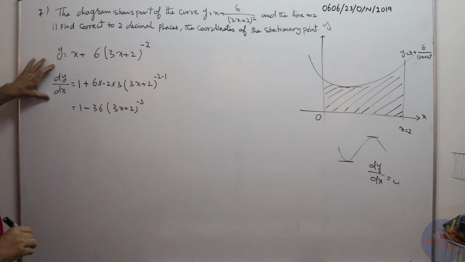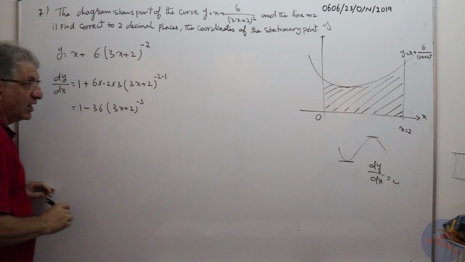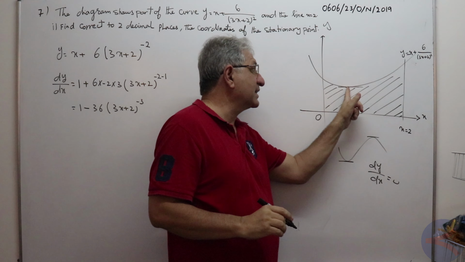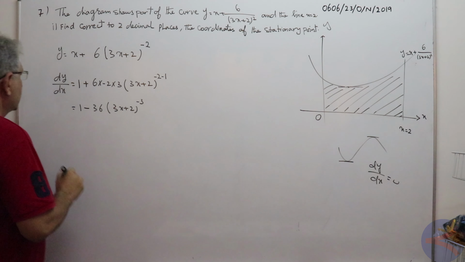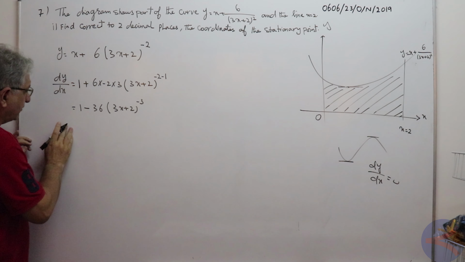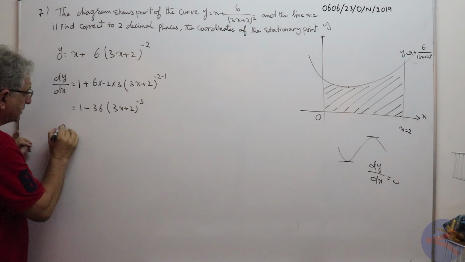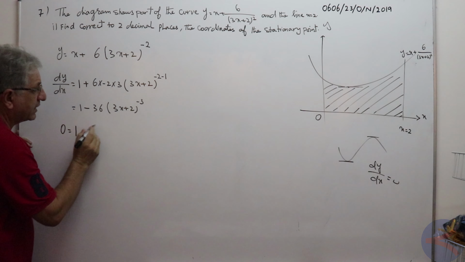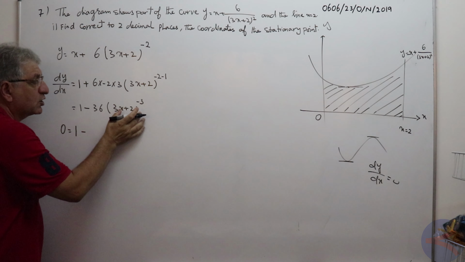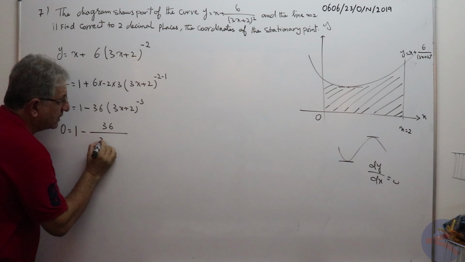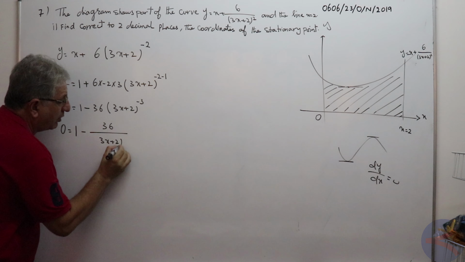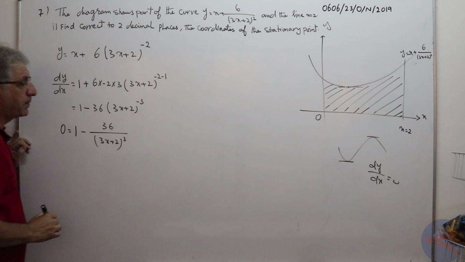Now we know that dy by dx is 0. Why? We want to find this point. At this point the gradient is 0 because it's a stationary point. There is no gradient. Therefore dy by dx is 0, so you are getting 0 is equal to 1 minus, again this negative power goes to the denominator, 36 over (3x plus 2) to the power of 3.